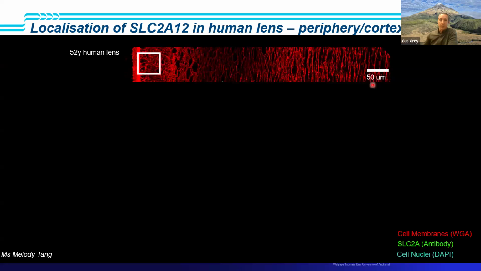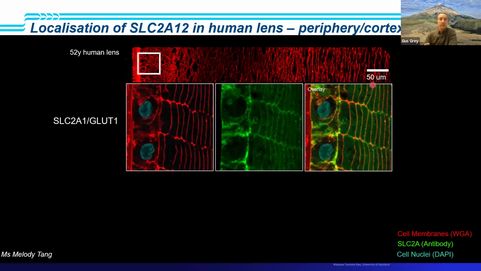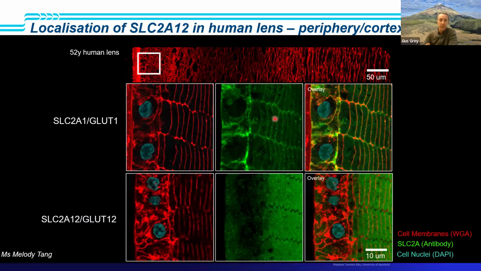So finally, we wanted to spatially localize GLUT12 in the human lens. This is a novel result. So this is just the cell membranes in a human lens. This is GLUT1 in a human lens at the periphery. And as you would expect, it's membrane associated predominantly, although GLUT12 shows a slightly different pattern. So you can see it's mostly cytoplasmic in those very peripheral lens fiber cells.